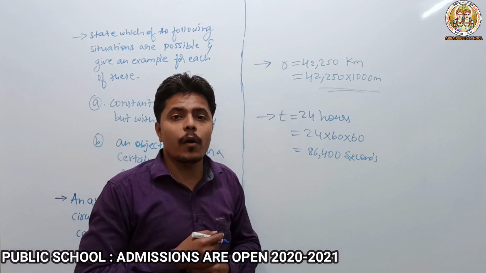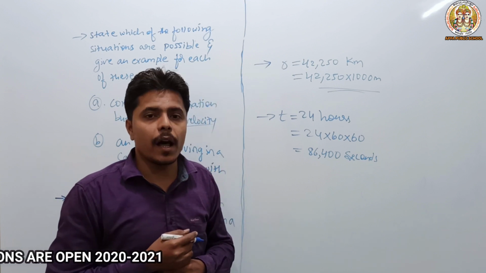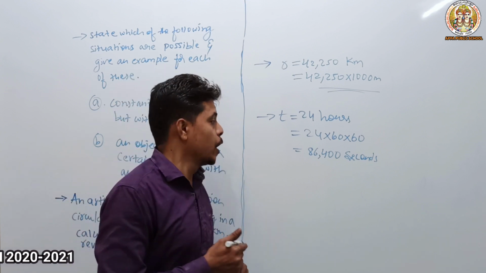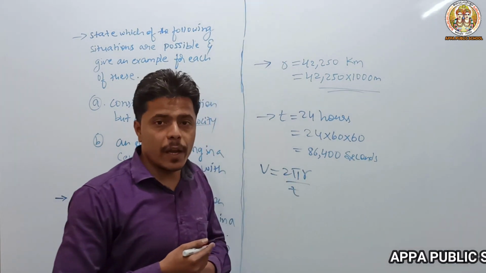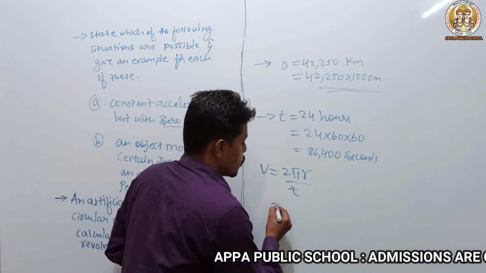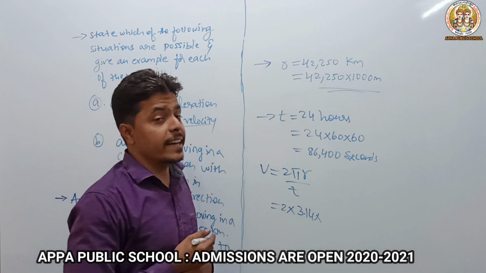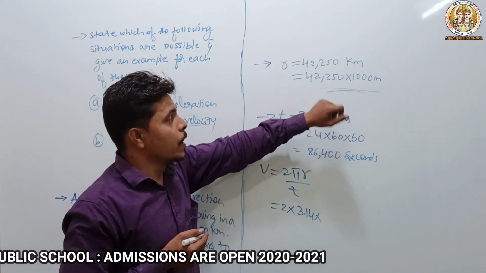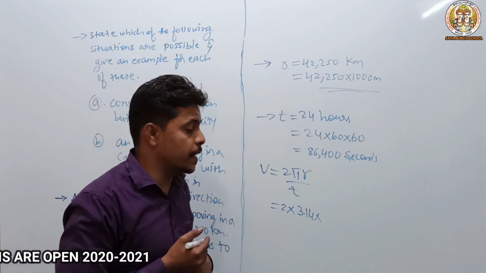Now we know the formula. Whenever a body is moving in uniform circular motion, we have the formula v equals 2 pi r by t. We know the pi value is 22 by 7, that is nothing but 3.14. So I am going to substitute here 3.14 into the radius in meters, so we are going to write here radius in meter 42,250 into 1000 meters.